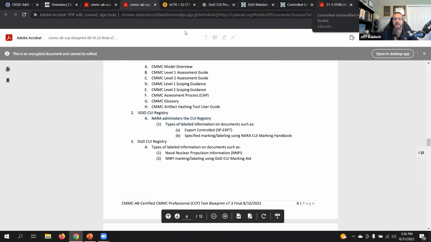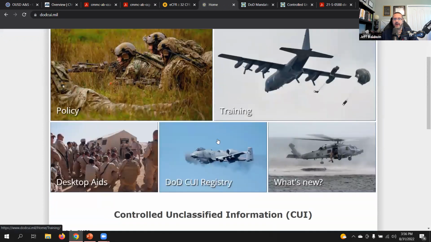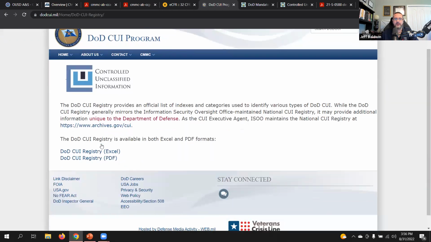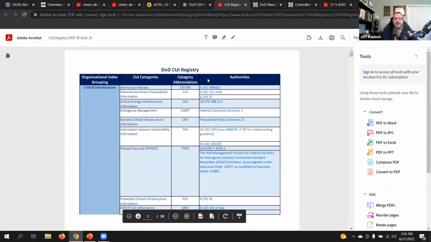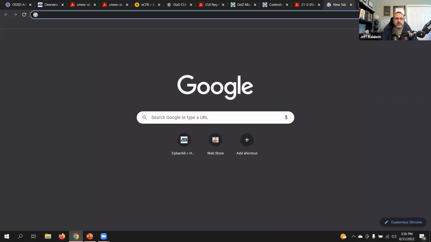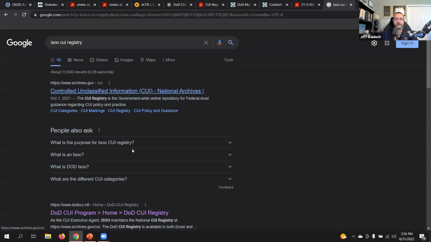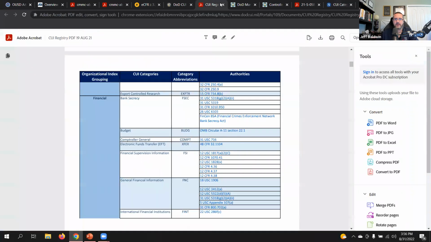So if you go back to this website, the DoD, is this the one I want? Yes. I think I have to go back. So if I go home, the DoD CUI registry is right here. It's an Excel or a PDF. So basically these are the DoD categories. And if you want to go to the ISO, you can do the ISO CUI registry. And that'll get you right here. And then the category list, and it kind of shows you some of them.